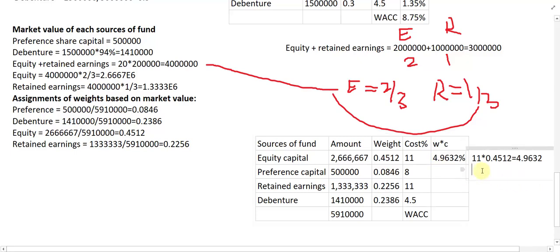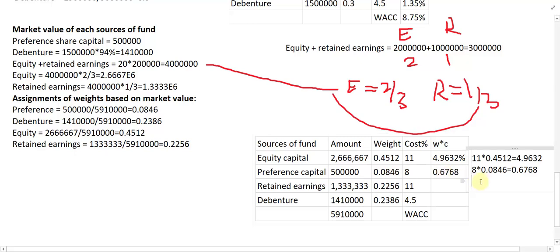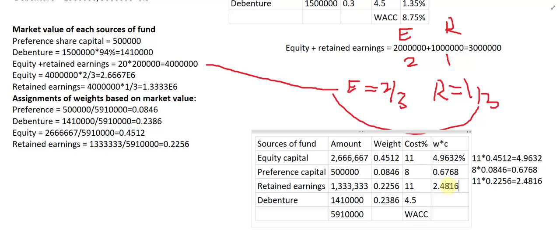The same you can find out for the next. For example, the next one is 8. 8 percentage multiplied to, but don't take it as 8 percentage right now, just take the complete number, multiplied by 0.0846. Press the equal sign and you get the value. Value is equal to 0.6768, right? That is the value. And the same you can find out for the next. It is L1 multiplied by the weight, which is 0.2256, right? Press the equal sign, you get a value. That is equal to 2.4816. And of course, this is also in the form of percentage. And the previous one is also in the form of percentage.